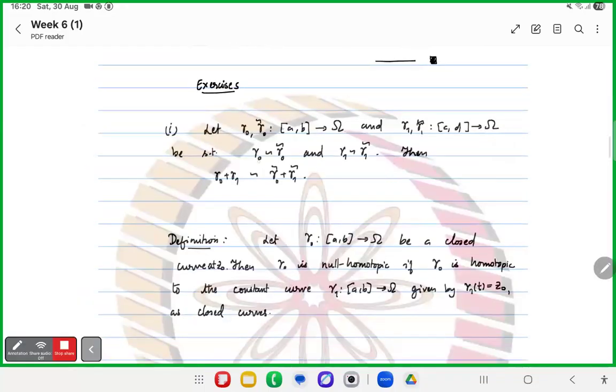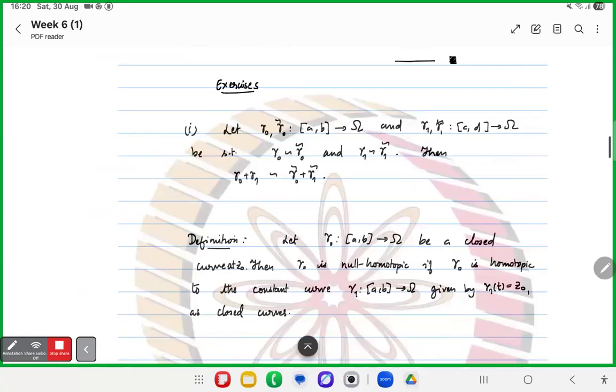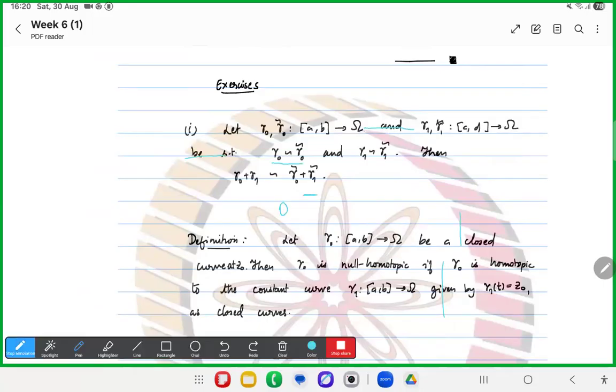Gamma naught is homotopic to gamma naught tilde. Gamma 1 is homotopic to gamma 1 tilde. Then the concatenation of gamma naught and gamma 1 is homotopic to the concatenation of the other two curves. In pictures you can see something like this. Let me use red color. I'm writing on the left. If z naught is this, this is z1, and here is our gamma naught. Another one, here is gamma 1.